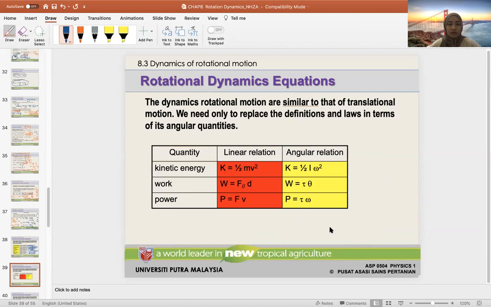Okay, and then the kinetic energy is 1 over 2 mv squared equals to 1 over 2 I omega squared. Work is force times displacement.